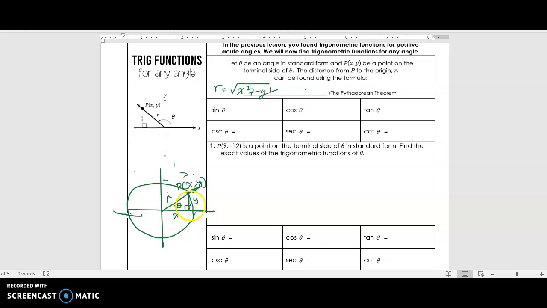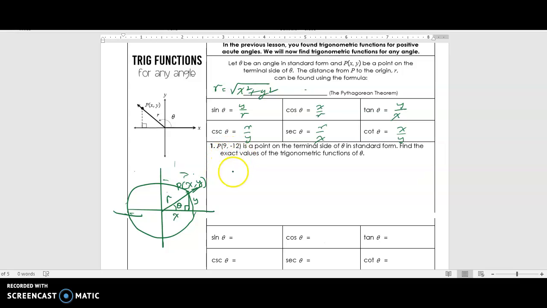Sine theta is opposite over hypotenuse, so it is y over r, and cos theta is x over r. Tan theta is a ratio of sine and cosine, so sine divided by cosine, which is going to be y over x. Cosecant theta is the reciprocal of sine, so it's r over y, and secant theta is the reciprocal of cosine, so it's r over x, and cotangent is the reciprocal of tan, so this would be x over y. So that's how you figure this out.